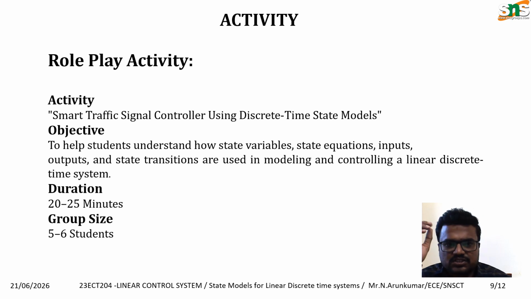Activity given as role play. The role play topic is a smart traffic controller using discrete time state models. The objective is to help students understand how state variables, state equations, inputs, outputs, and state transition are used in modeling and controlling linear discrete time systems. Take a time of 20 to 25 minutes and form groups of 5 to 6 students, and then perform this role play.